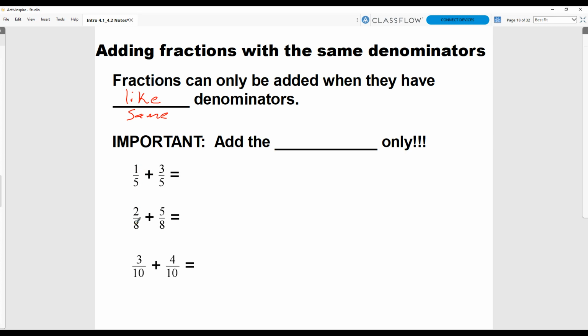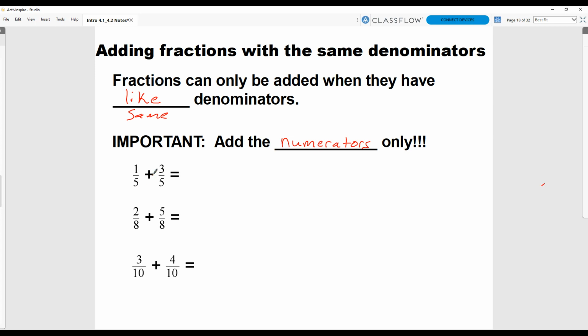Take a look at my 3 examples here. All 3 of these examples have the same denominators for each addition problem, which means we can go ahead and add these. Just like I said in the last slide, we only want to add the numerators, that's it. We don't do anything at all with the denominators. The denominators stay exactly the same. We just do math with the numerators.